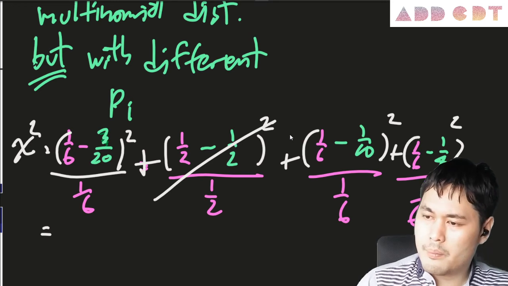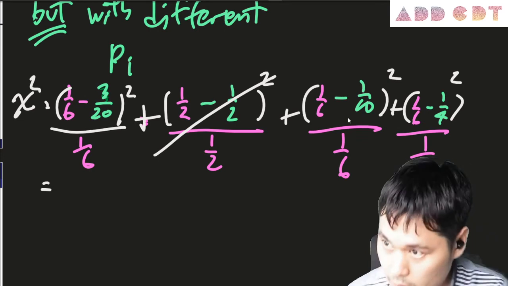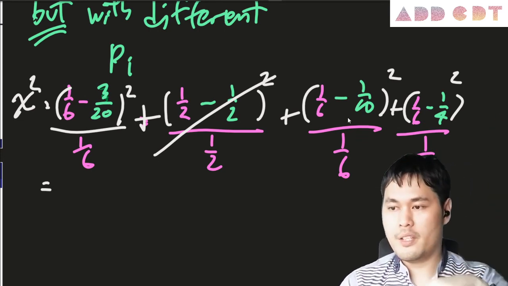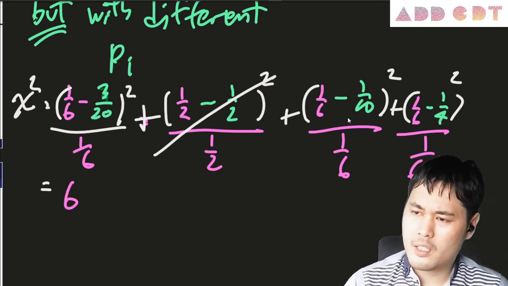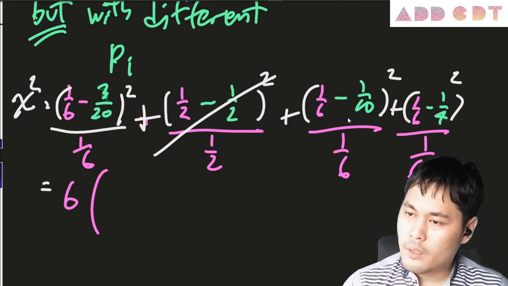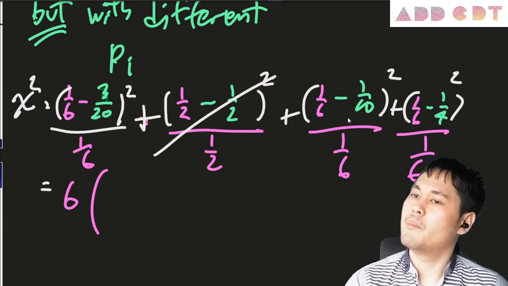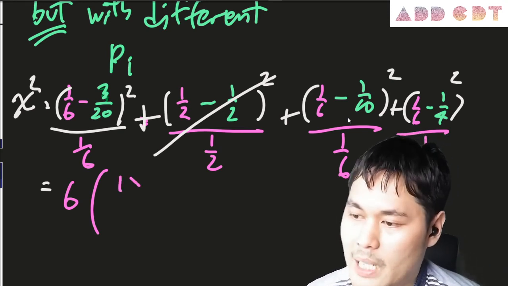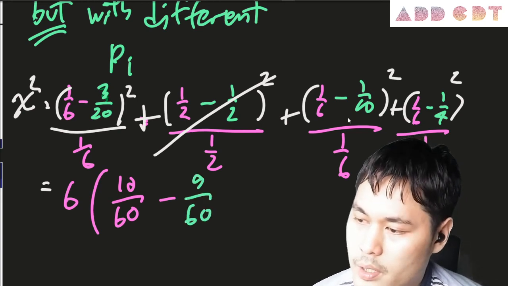This is 1/6 subtract 3/20. Let's do just the first one: 1/6 divided by 1/6 gives 1. Now 1/6 subtract 3/20. That's a different denominator, so we find the LCM, least common multiple, which is 60. So that becomes 10 over 60 minus 9 over 60, squared.